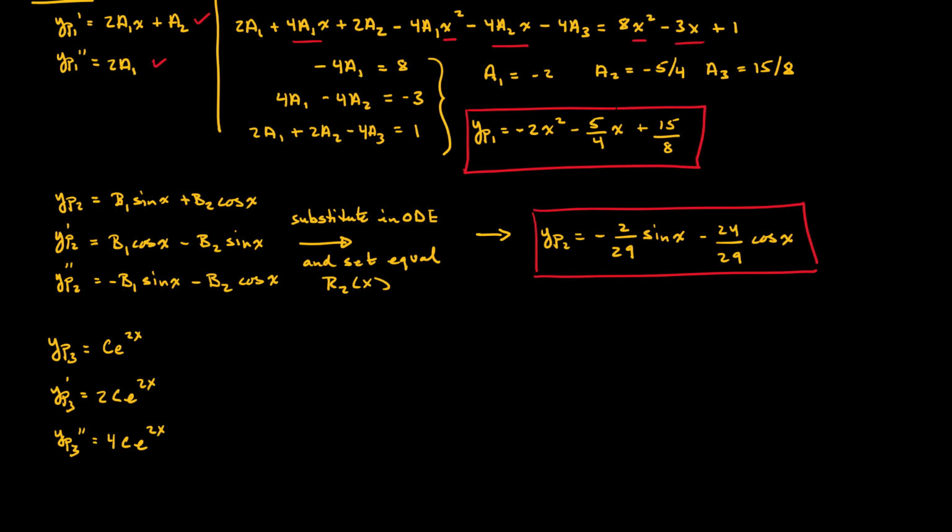So we substitute this into our ODE. So we have the second derivative, 4c e to the 2x, plus twice the first derivative, so that's plus 4c e to the 2x, minus 4 times the function itself, minus 4c e to the 2x, and that's going to be equal to the right-hand side, which is negative 6 e to the 2x.